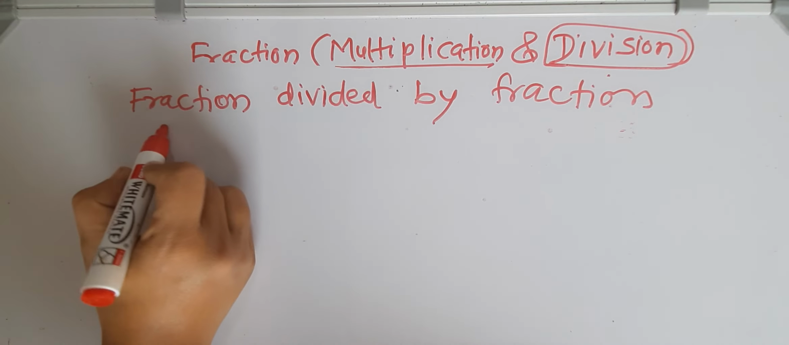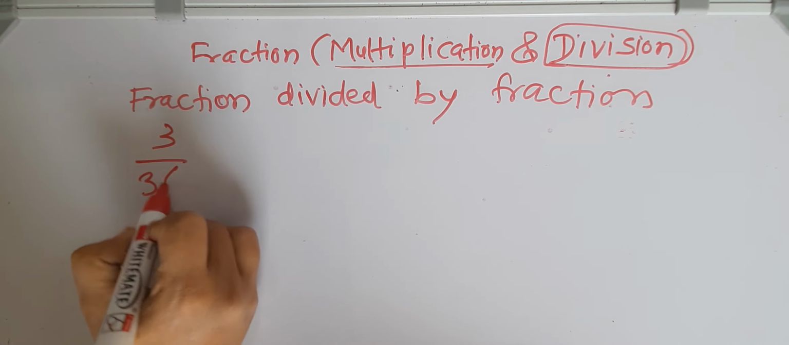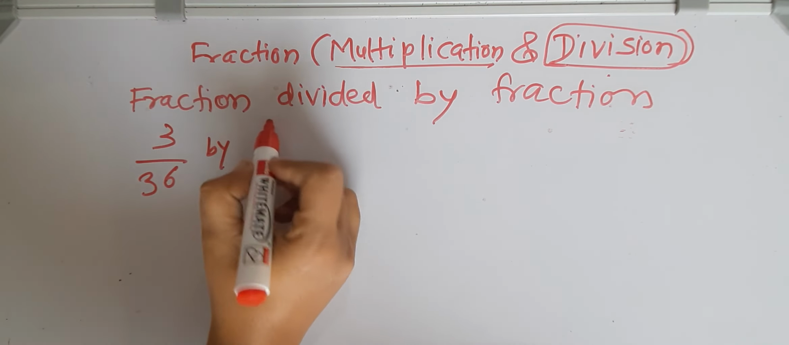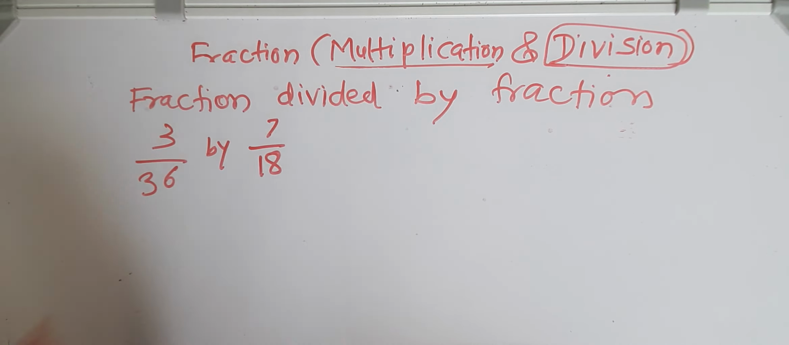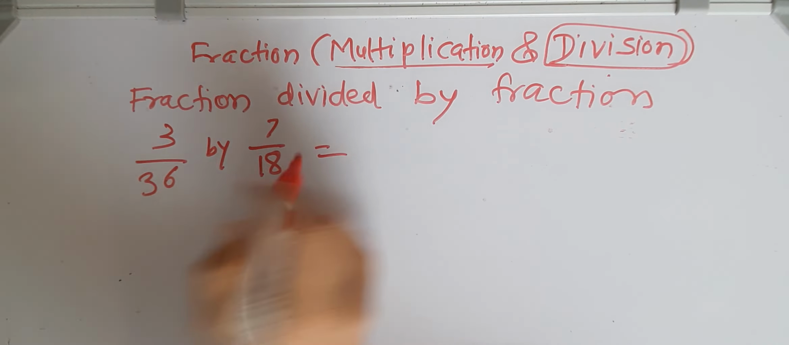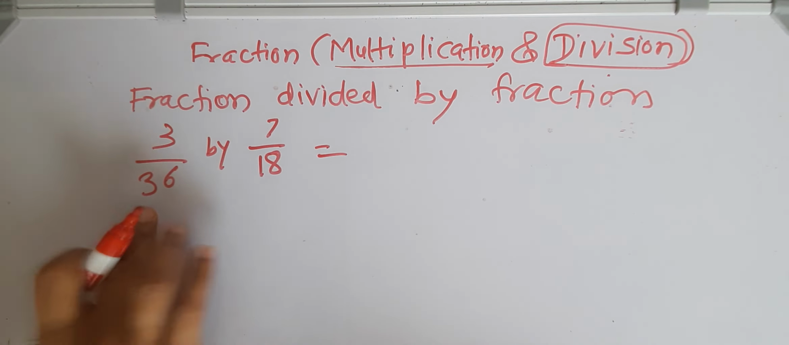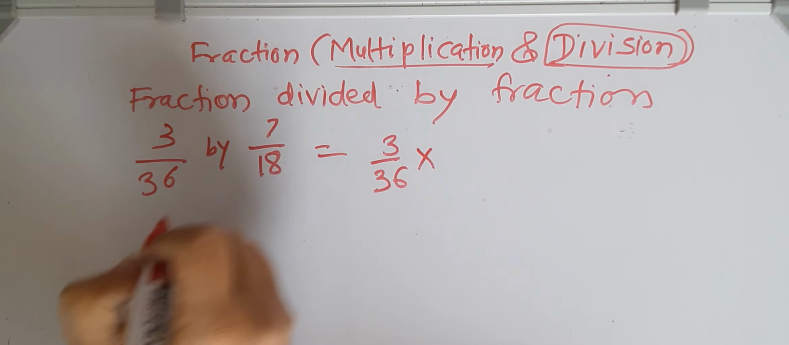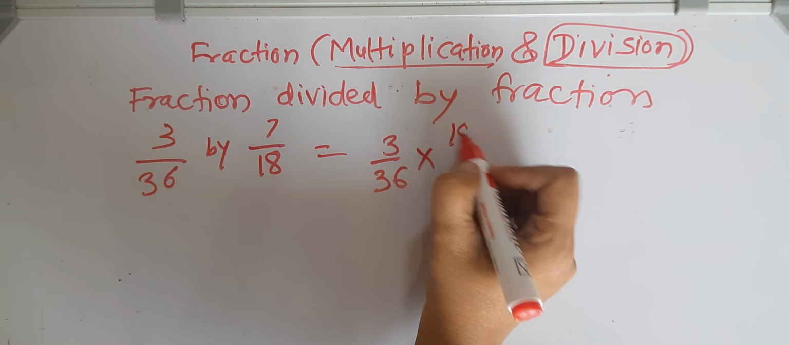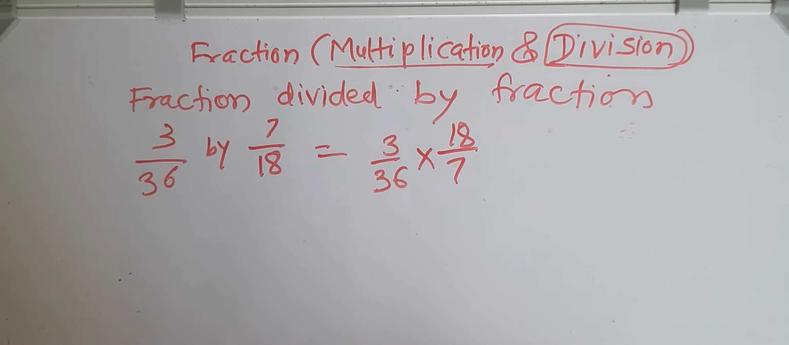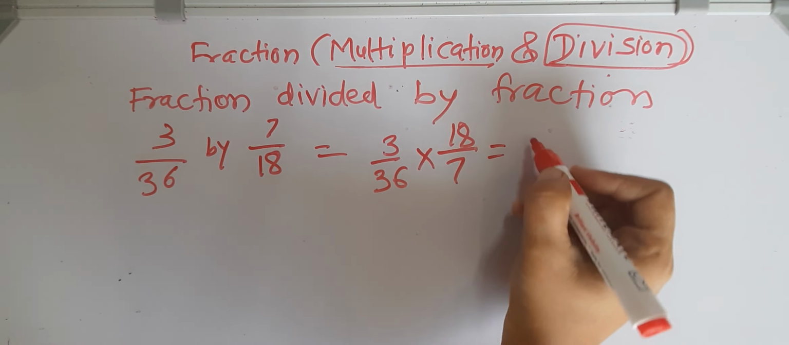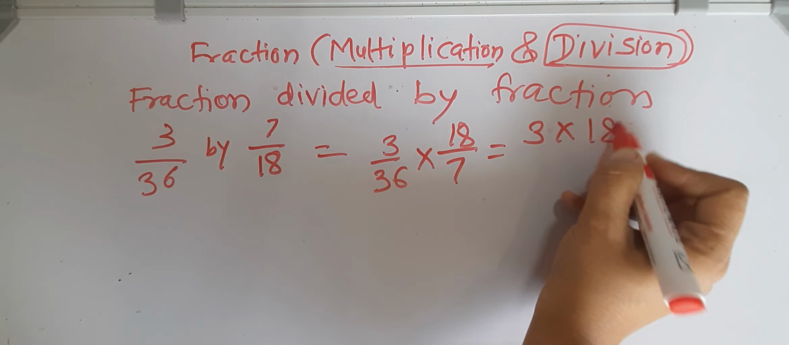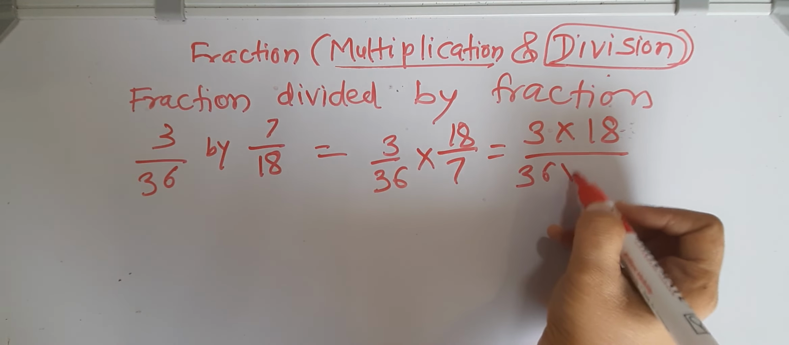Let's take an example. If we have to divide 3 by 36 divided by 7 by 18. Now 3 by 36 is the dividend here. We'll keep it as it is, 3 by 36. And 7 by 18 is our divisor. We'll convert it to 18 by 7. That means 3 into 18 divided by 36 into 7.